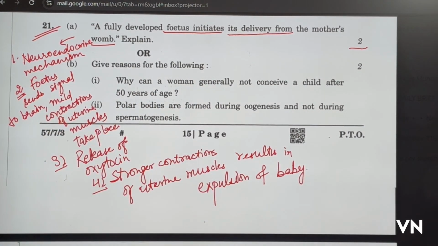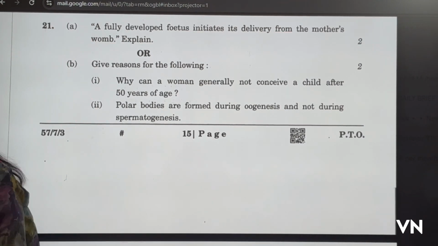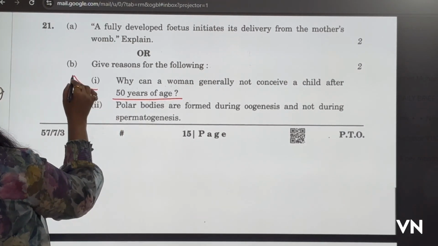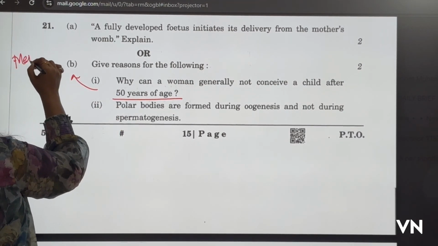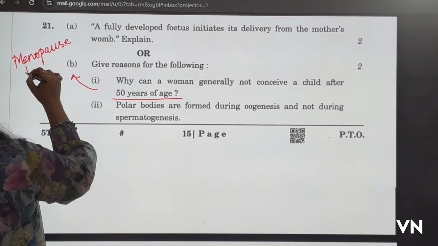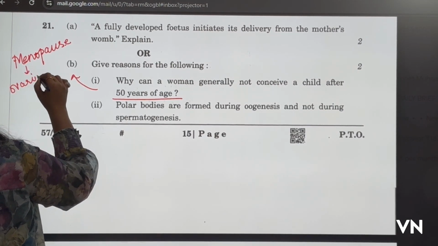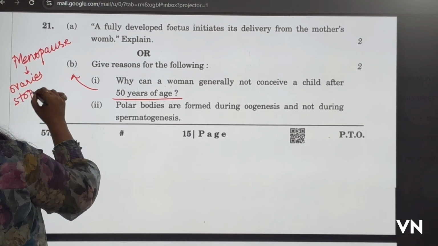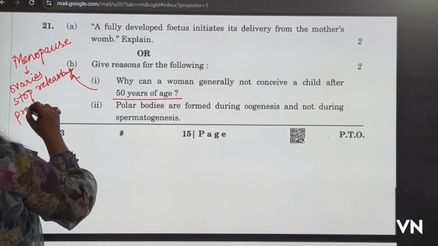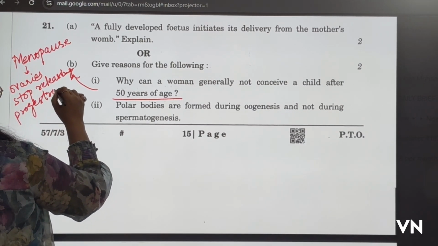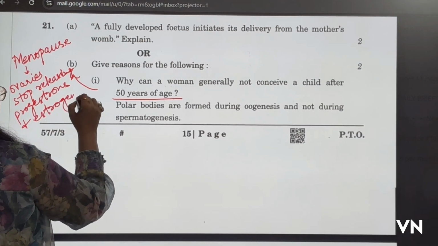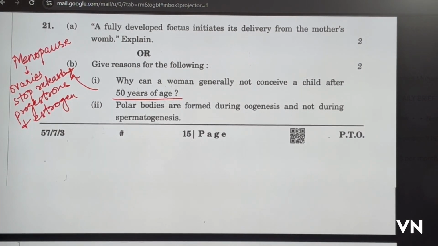Give reason for the following. Why can a woman generally not conceive a child after 50 years of age? The answer is because of menopause. The ovaries stop releasing progesterone and estrogen, and no more ova are available for fertilization.